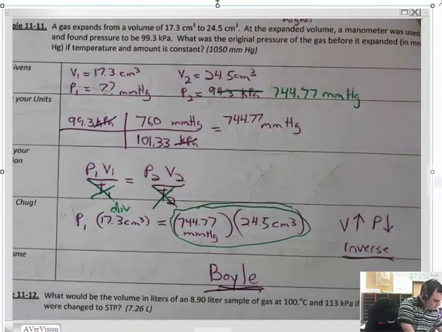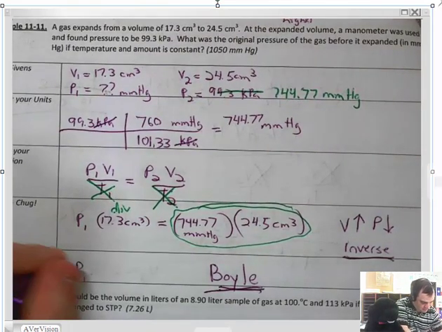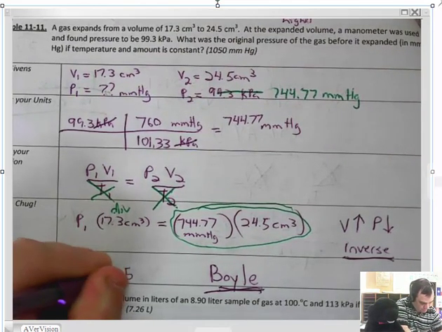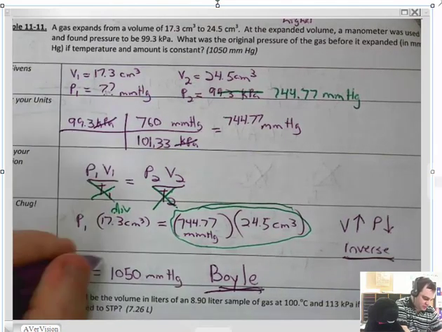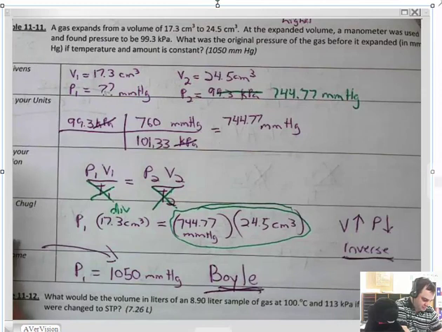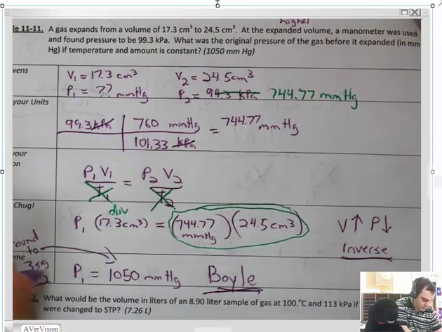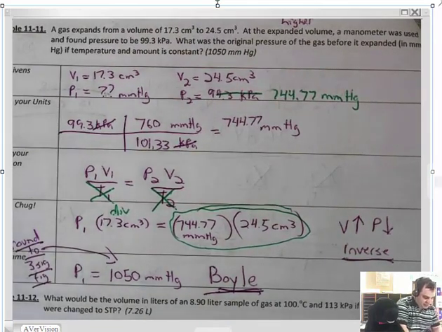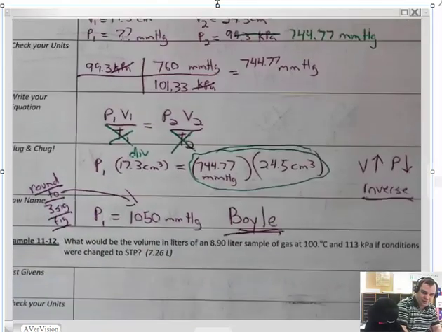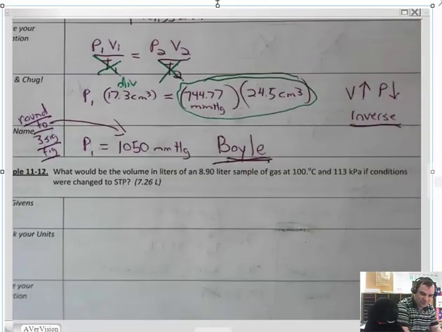And we get an answer of P1 is 1050 millimeters of mercury. Now, this is rounded for sig figs. 3 sig figs. So you know. Okay. Moving on to the next problem here.